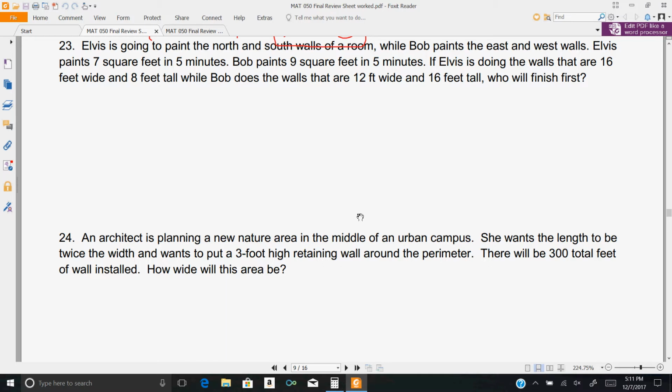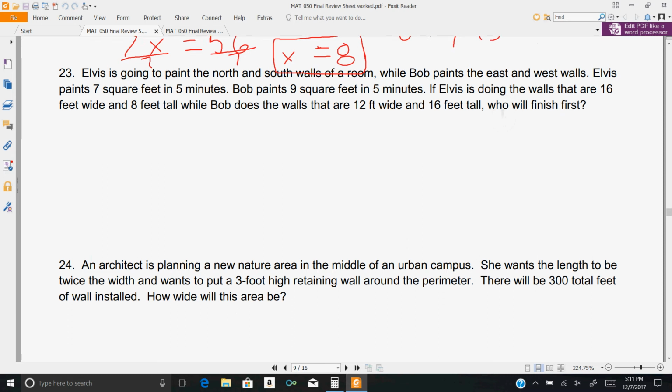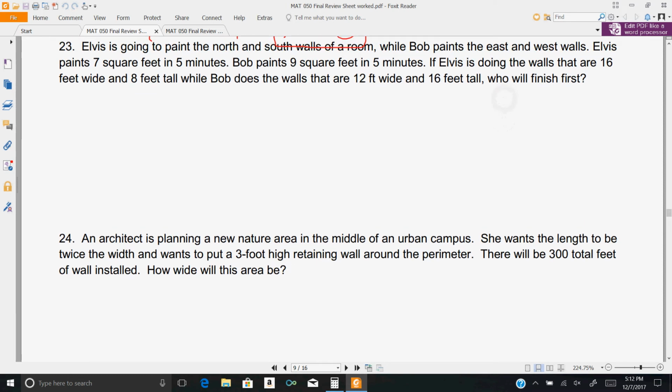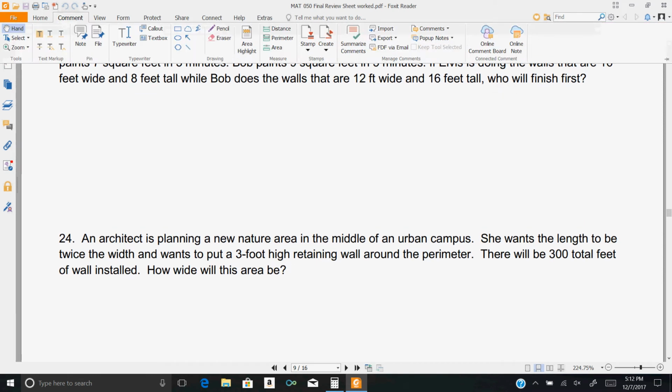This is page 9, the second one for page 9, so I couldn't get everything on the first video. So problem 23 and 24. Elvis is going to paint the north and south walls of a room. I'm going to draw a picture of the room as I read.